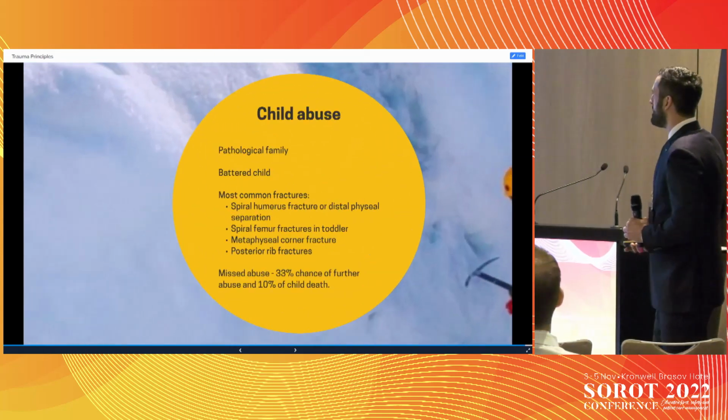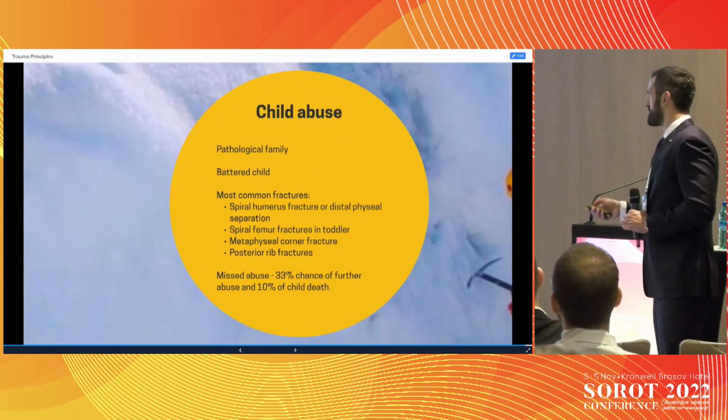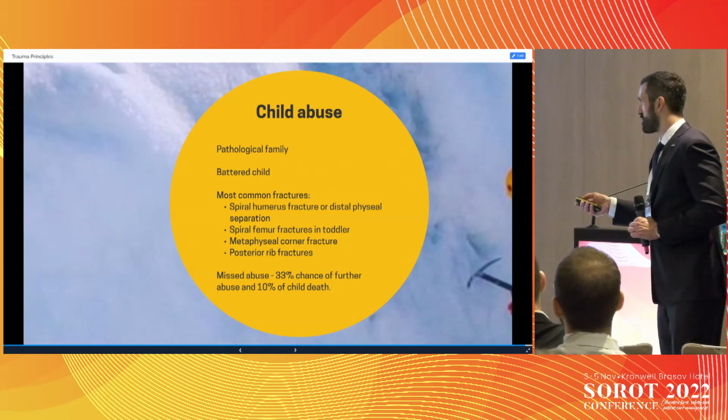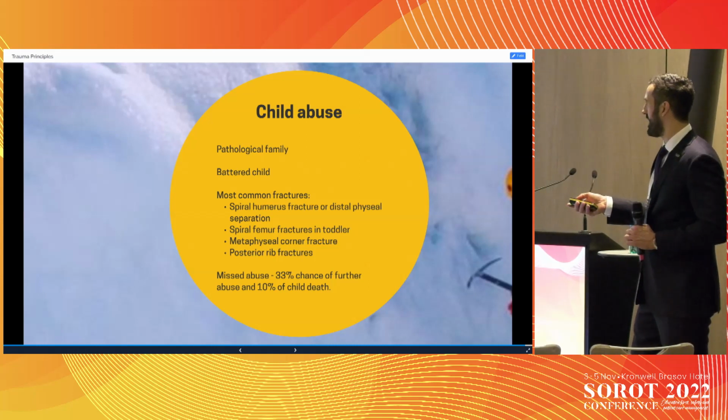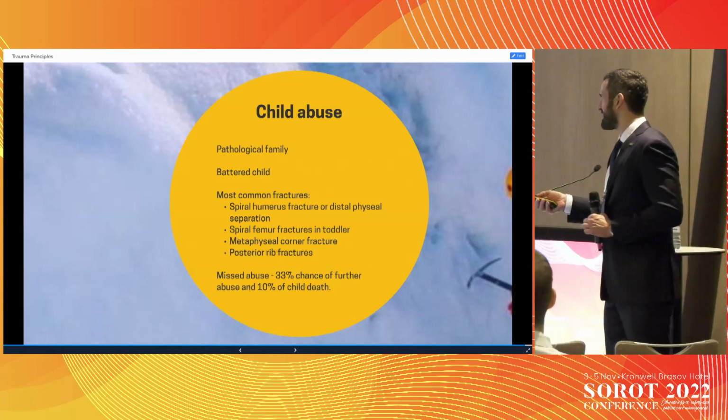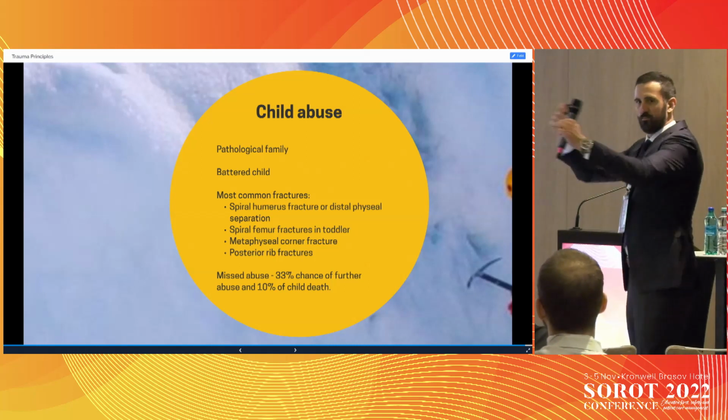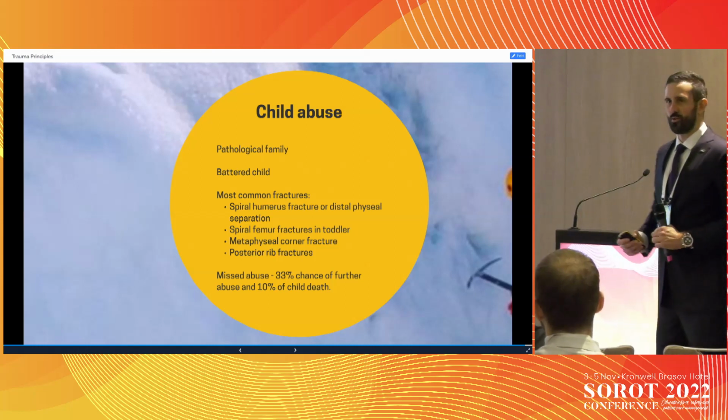One more slide about child abuse. Try to look for the pathological family, not the pathological fracture. Try to find signs of battered child. Battered means when people do like this to a kid.